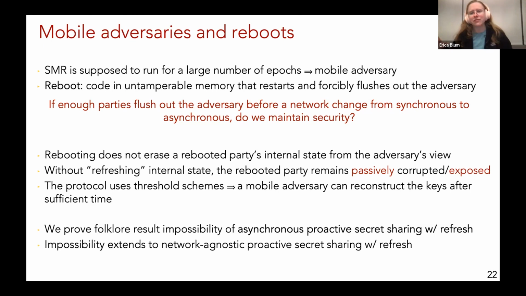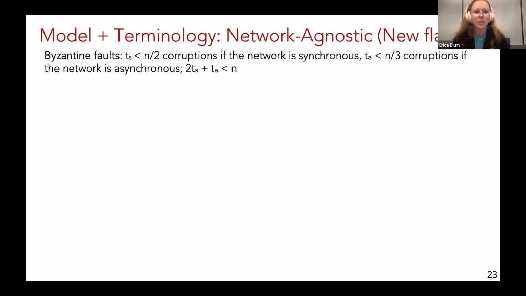And along the way to finding this sensible relaxation, we proved this folklore result, the impossibility of asynchronous proactive secret sharing with refresh. It turns out to be very, very sensitive to the exact definition of what you mean by asynchronous proactive secret sharing with refresh. And so I won't get into all of that here, but I think it is a neat thing to see formally done out, and I encourage you to look at that in the paper if you're interested. And that impossibility then translates directly to network agnostic. So again, the takeaway here is we can't get that nice natural definition of security that we would want. And so that motivates this relaxation that I'm about to tell you about.